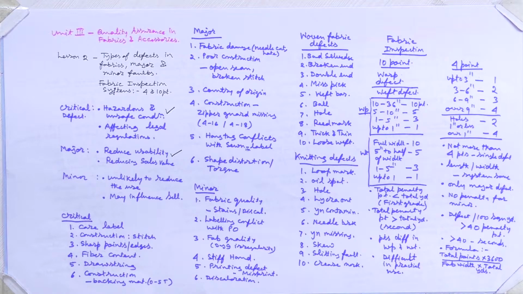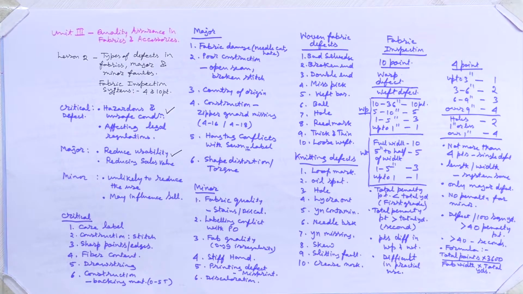4 to 16, 4 to 18, such kind of people are the affected age group. Then the fifth category of such kind of defect is the hand tag conflict with the sewn-in label. Whatever hand tag is given in the garment and whatever labels have been given in the garment, sewn-in label, sometimes it doesn't match, so both are different. Such cases sometimes become a legal issue, and from a usability point of view it is very important.